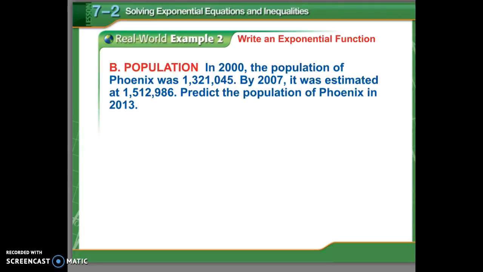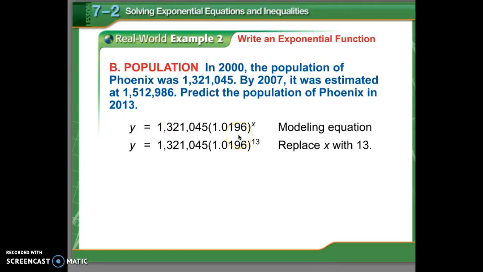Okay, part B. In 2000, the population of Phoenix, same setup. By 2007, same setup. We're going to predict the population of Phoenix in the year 2013. So we're going to use the model from part A, which was this equation right here. And this time, it's been 13 years since the initial year of 2000. So we're going to plug in 13 for x, and then just type that in your calculator, and you get about 1.7 million people living in Phoenix in the year 2013.